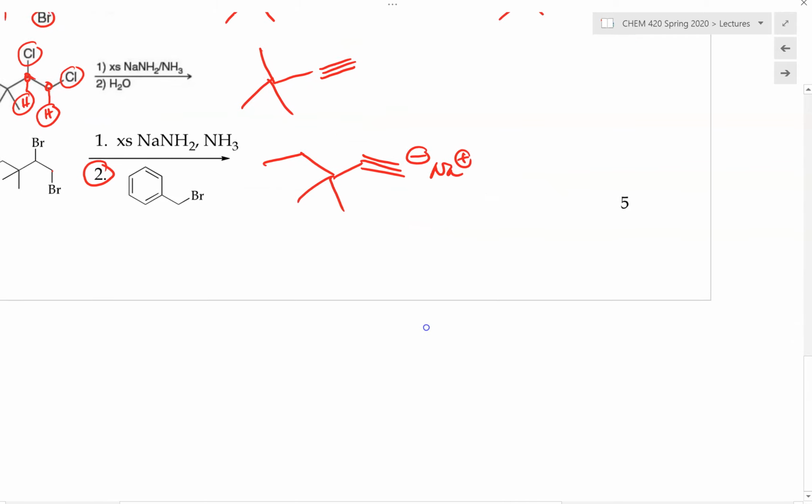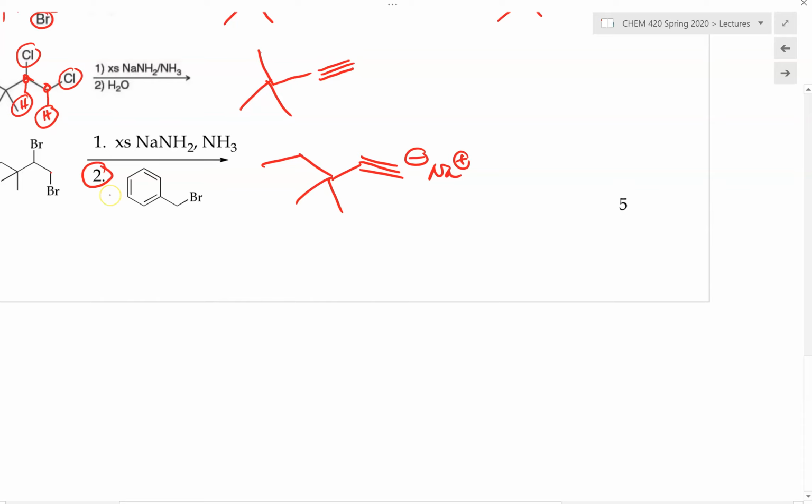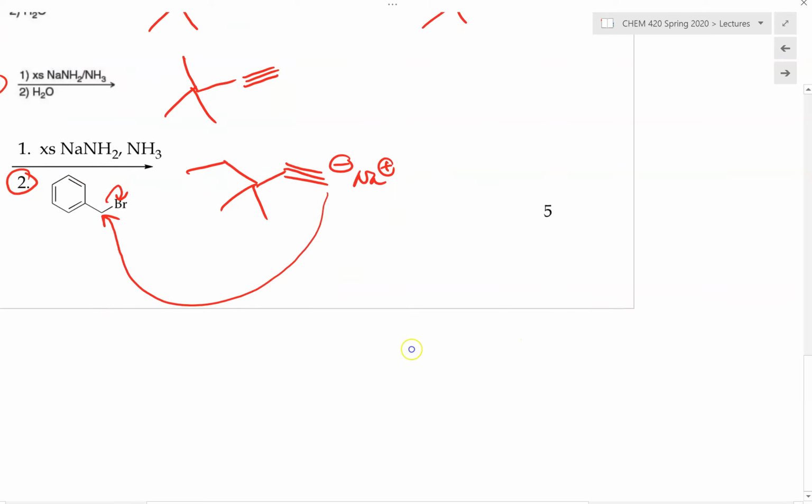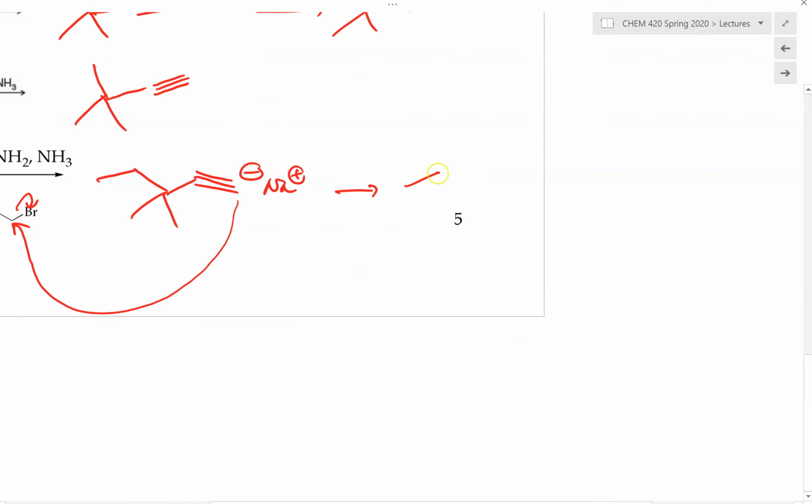And when we now take this and react it with another alkyl halide, then this carbon is nucleophilic and able to come in and attack this carbon, kicking off this leaving group. So in the end, the product would then be as follows.